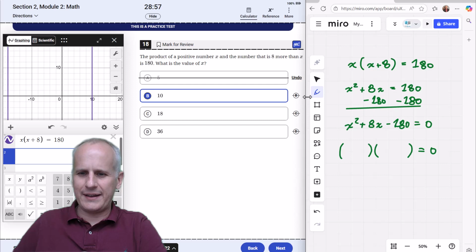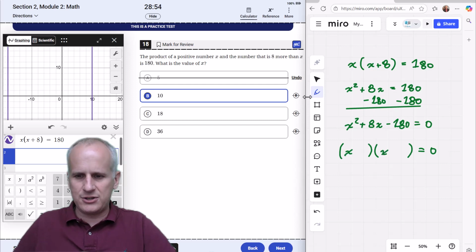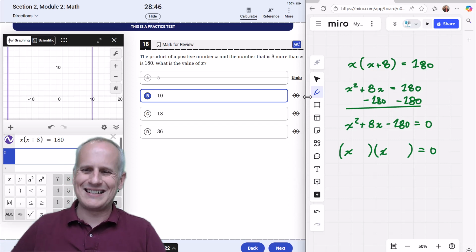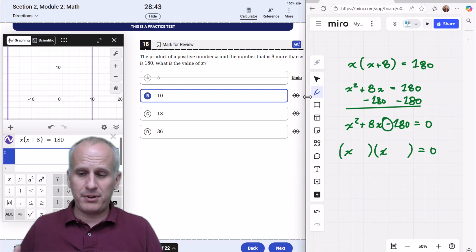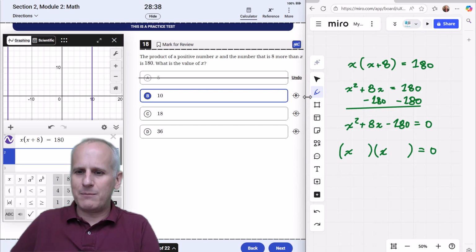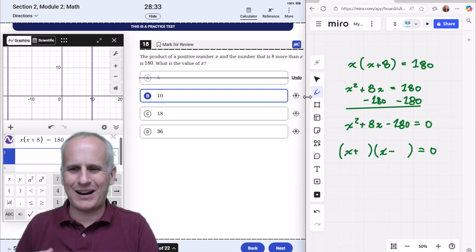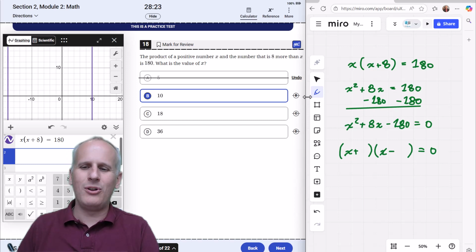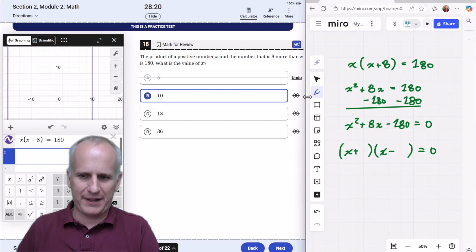And we should know that the first term has to be x and x in each binomial, these little parenthetical pairs, because x times x, of course, is going to be x squared. Then we want to consider the operand, the plus or minus, before the constant, meaning the number that does not have an x next to it. So because it's negative in front of that 180, we have to have a plus and a minus. That's the only way you can get a product that's negative, is multiplying some number that's positive times some number that's negative. And I've got to think about the integer factors of negative 180 that will add up to 8 but multiply to negative 180.